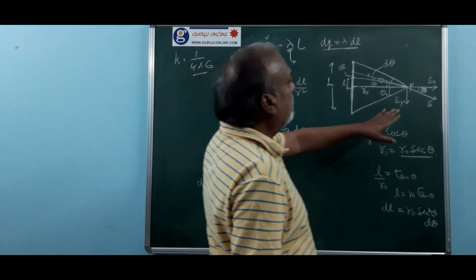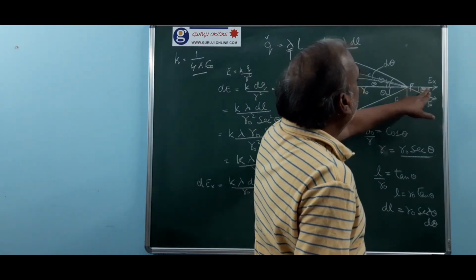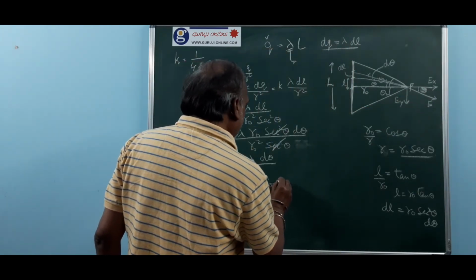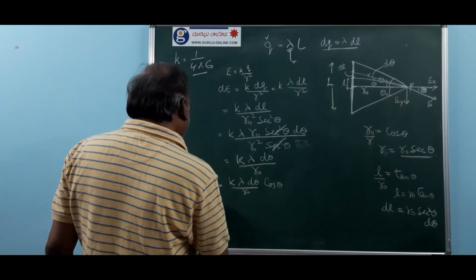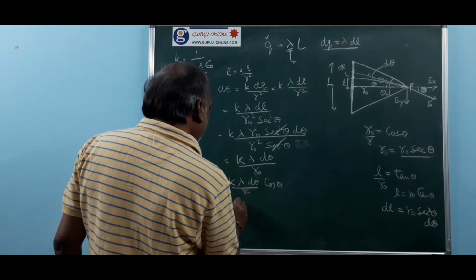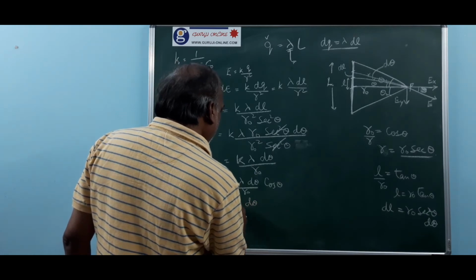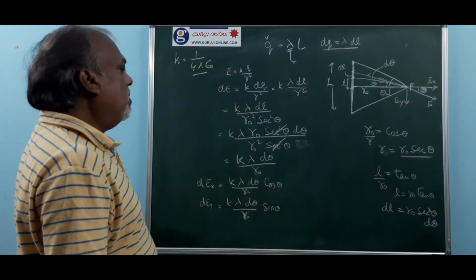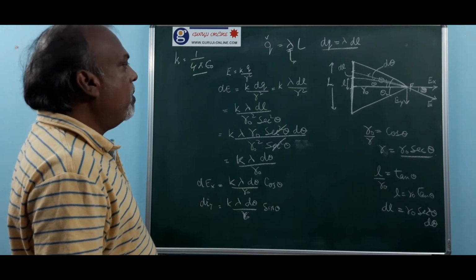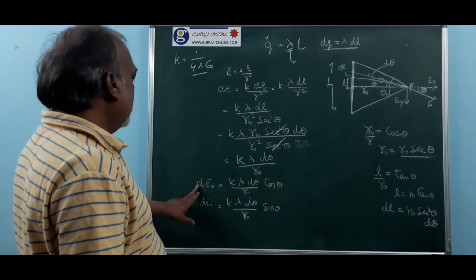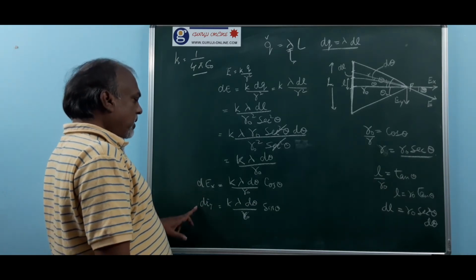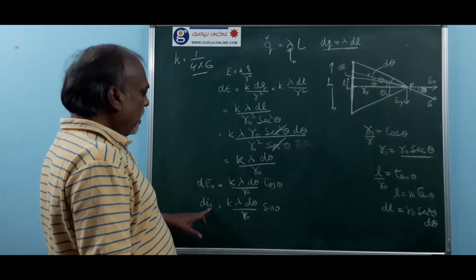This is basically the component of this. Ex is nothing but E cos theta, and Ey is K lambda d theta upon R0 sin theta. No problem. Now we have to integrate, then we can find out Ex and Ey.